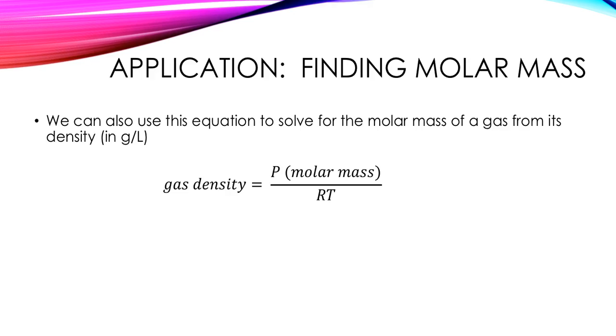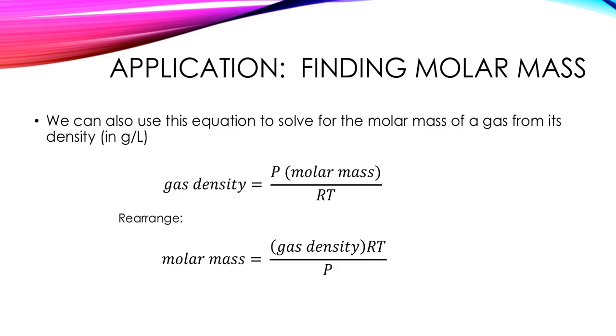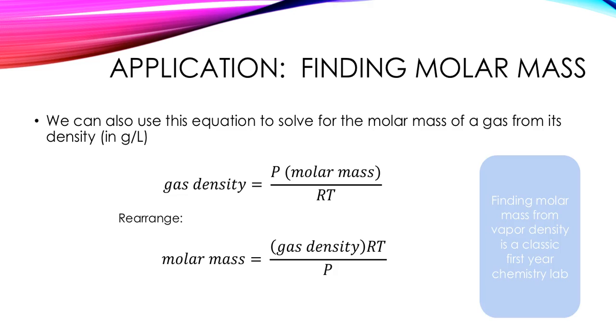We can also go in the other direction, and if we're given a density in grams per liter, we can use that to find the molar mass. So we can just rearrange that equation and get the gas density times the universal gas constant times the temperature over the pressure will actually give us a molar mass. Again, we can get this from rearranging our ideal gas law. So it's not something you need to memorize, but you could actually derive this fairly easily if you need to. I will mention too that it's a classic first-year chemistry lab at the AP level or college level to find the molar mass from vapor density. The Dumas method is something that you might do, and so this is an equation that you could use there.